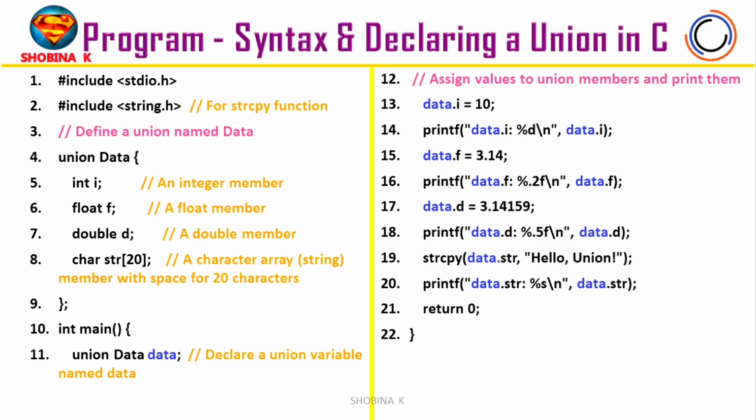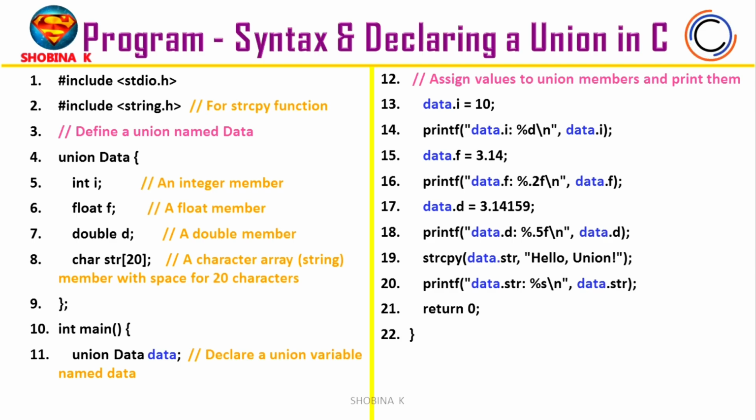Now let's see an example to demonstrate the use of union. Specifically, it shows how a union named data can be used to store and access different types of data within the same memory space. First, include the standard input-output library necessary for using printf. Include the string.h header file for string manipulation and character array operations. Next, define the union named data. The union data has 4 members: i integer, f float, d double, and str a character array of size 20.